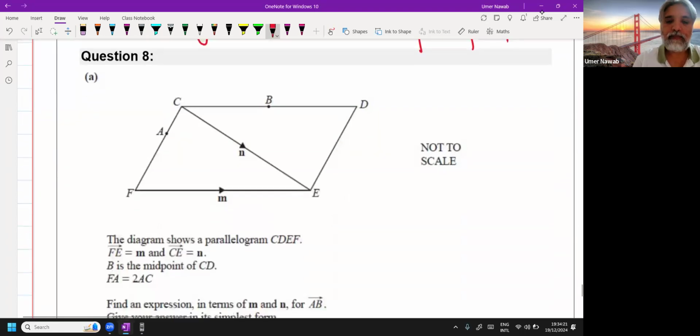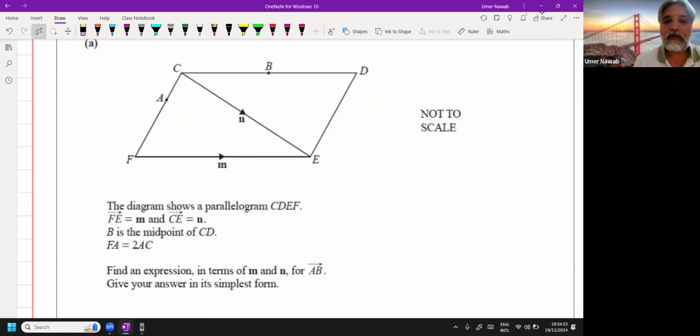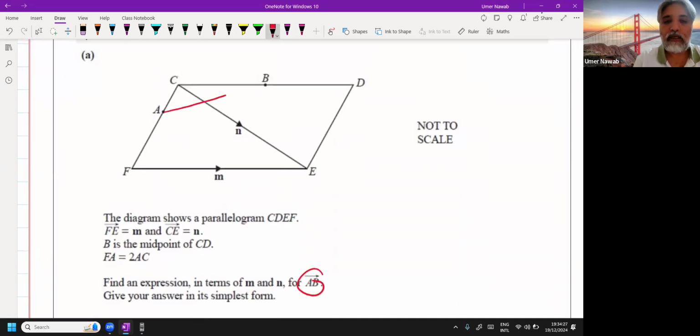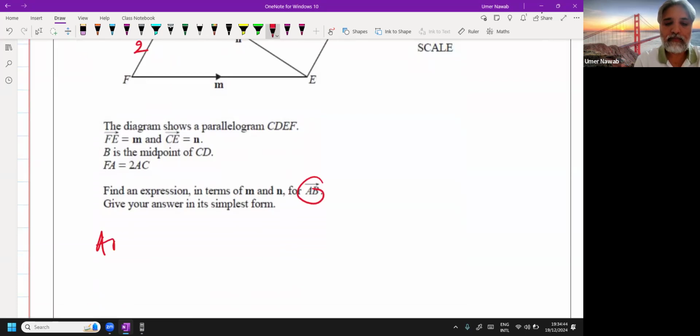XY. Question number 8. He said find AB. So this is AB. As per the question, FA is 2 of AC. If this is 1, FA is 2. Clear? And he said FE is M and C is M. And I want to find the AB vector.